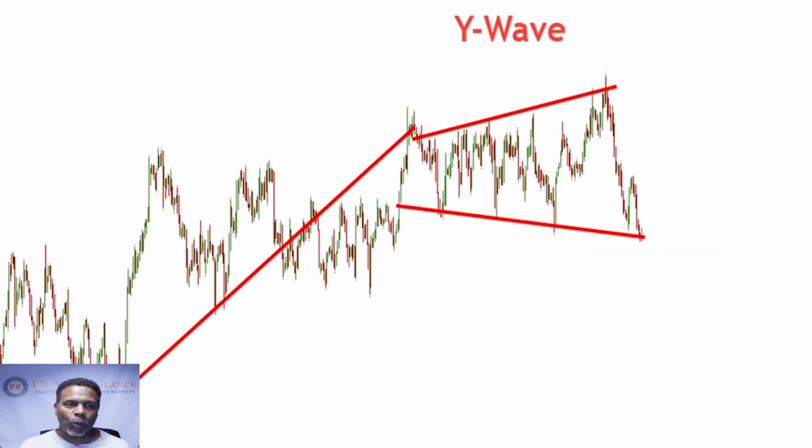And then here you have a Y wave. So the Y wave is basically the alternating 5 wave pattern. It's what is probably known as a broadening top or bottom formation. It's like a triangle type consolidation where the price swings get larger with time rather than smaller. And again, it could start with a rally or end with a decline, basically.